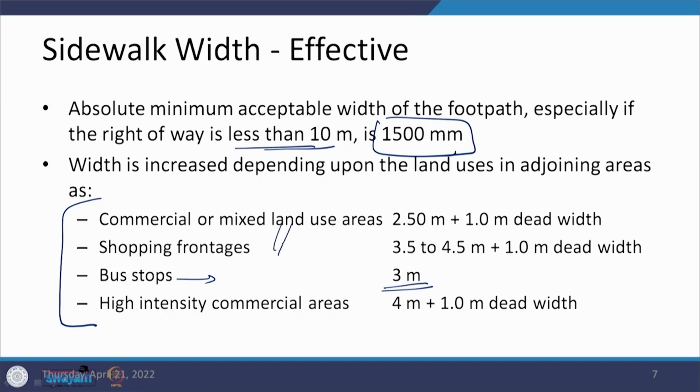If we are in a commercial area, or a shopping area, or high intensity commercial areas, one thing which is common is that we need to provide a dead width or a buffer width of 1 meter. Depending on what type of facilities or activities are going to be there in an area, the widths also vary from 2.5 meters to 4 meters.